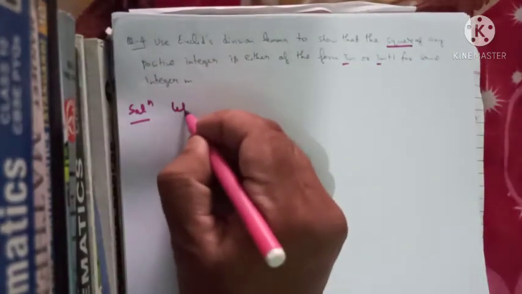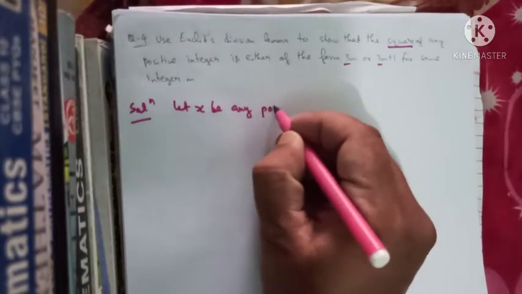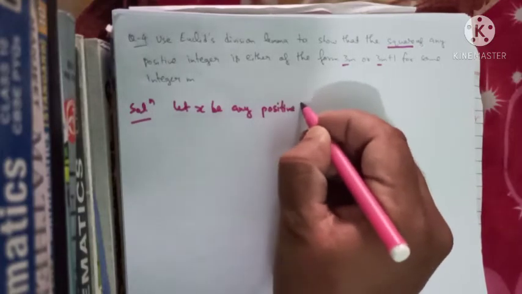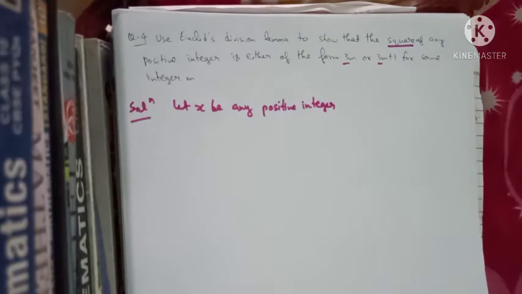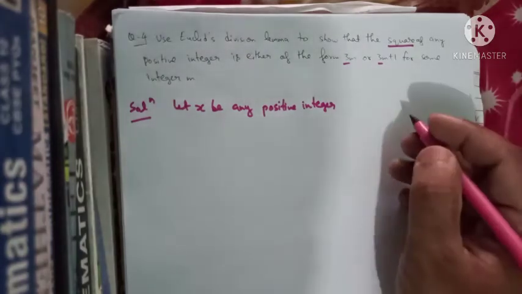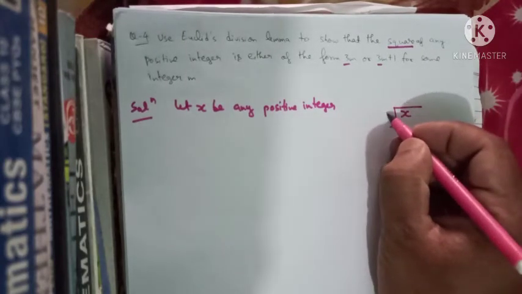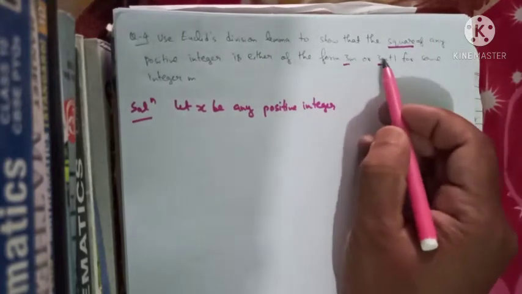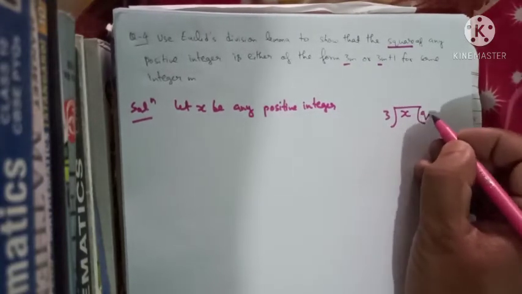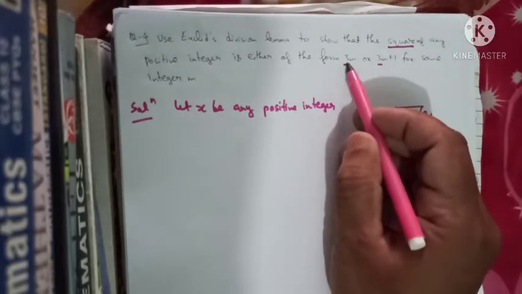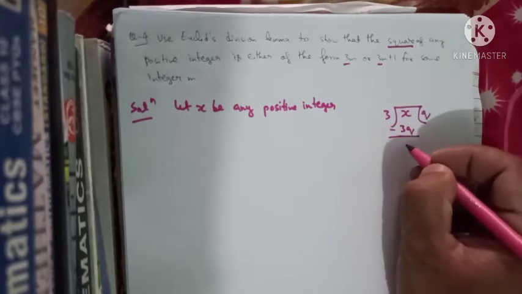So we will consider here again the same thing. Let x be any positive integer. Here it is not saying that it is positive odd or positive even, so we will take x to be any positive integer. Now we are dividing this positive integer x by 3, so we will take 3 as the divisor as given in the question. Suppose q is the quotient, so 3q, x minus 3q, remainder will be r.